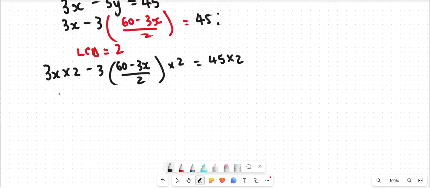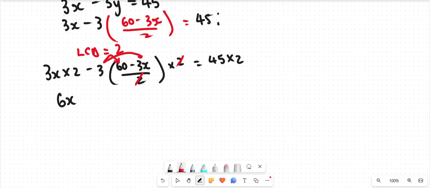Then what you will find is that 3x times 2 is 6x. These 2's cancel, but this 3 needs to multiply that binomial there. So negative 3 times 60 would give me negative 180. Negative 3 times a negative 3x is a positive 9x. So be careful, that is a binomial, so you have to multiply it with both terms in the numerator. And 45 times 2 is just 90.